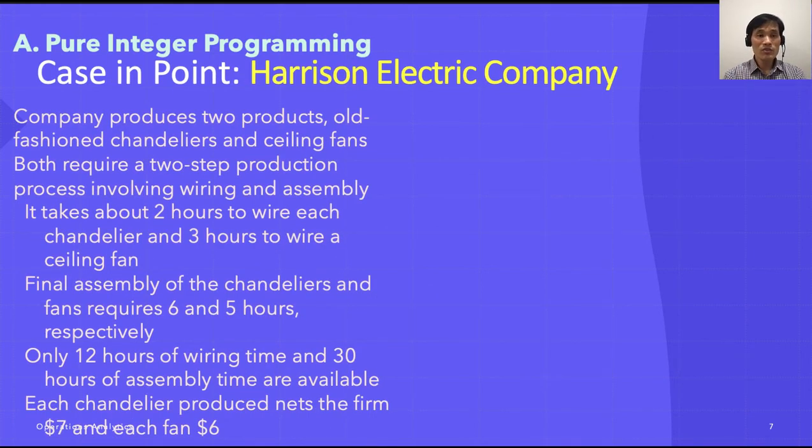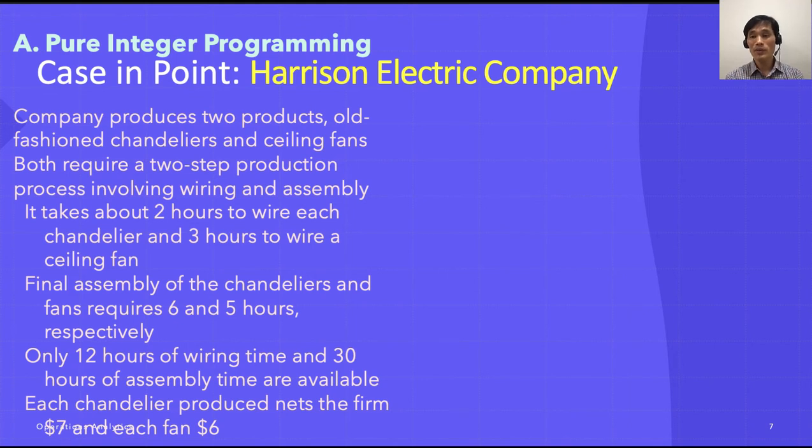A. Pure integer programming. Harrison Electric Company. Harrison Electric Company is located in Chicago's Old Town area, and it produces two products popular with home renovators: old-fashioned chandeliers and ceiling fans. Both the chandeliers and the fans require a two-step production process involving wiring and assembly. It takes about 2 hours to wire each chandelier and 3 hours to wire each ceiling fan. Final assembly of the chandeliers and fans requires 6 and 5 hours, respectively.